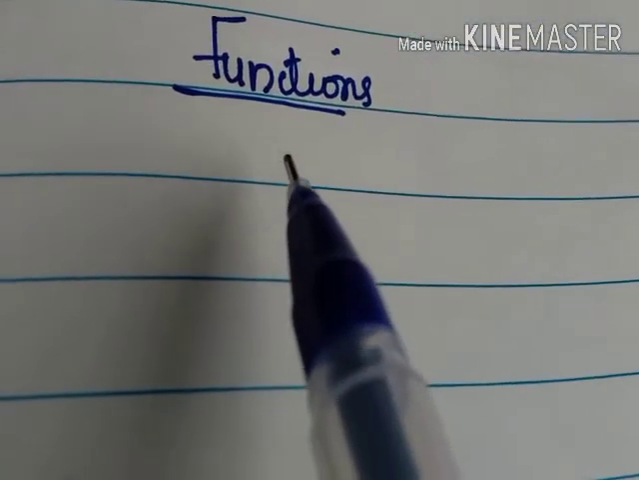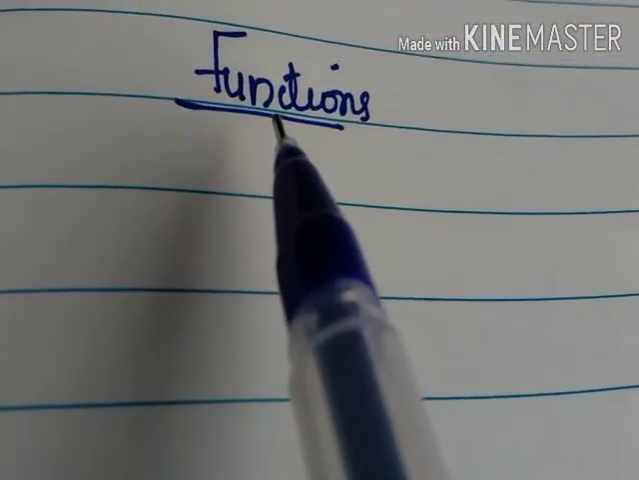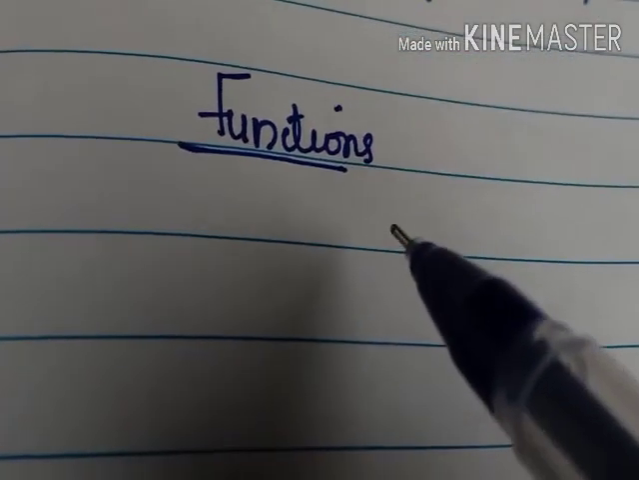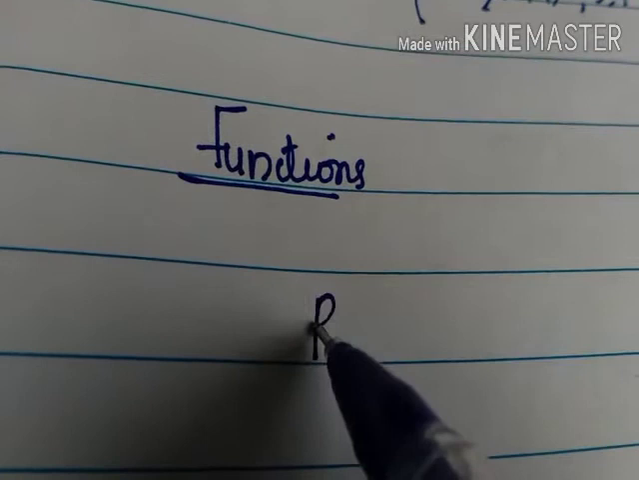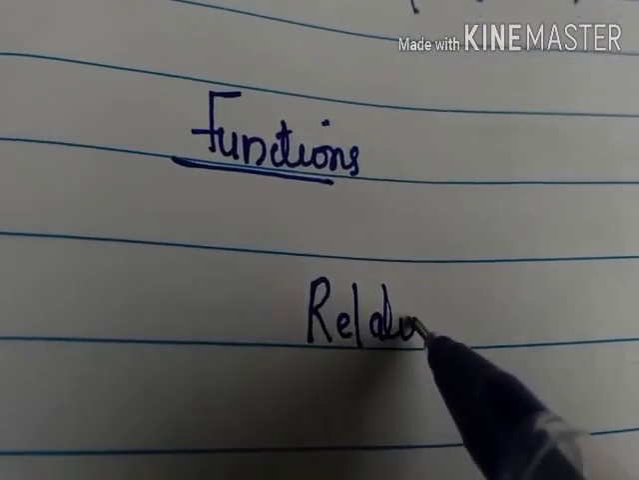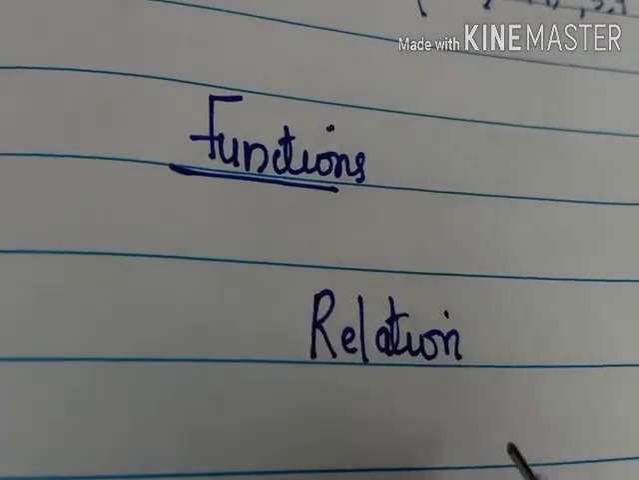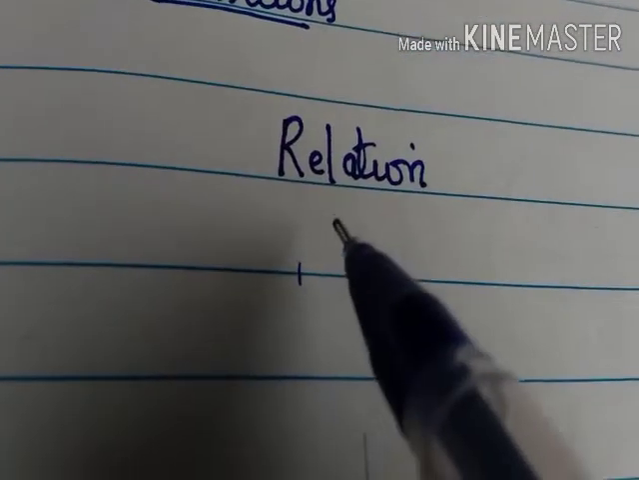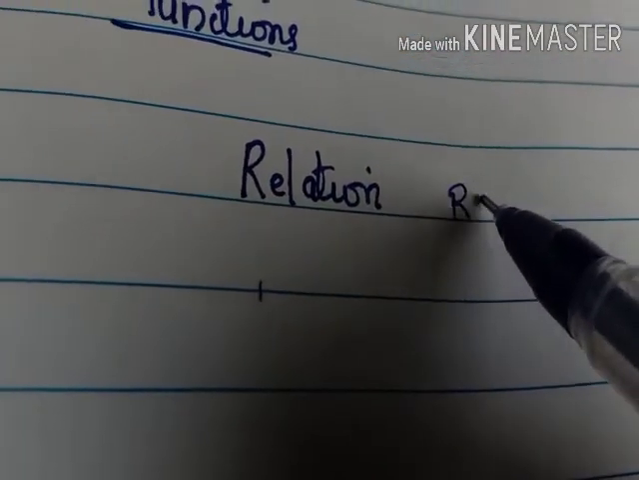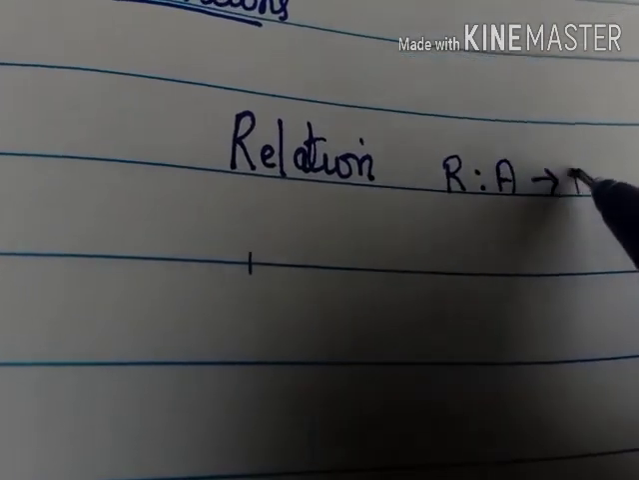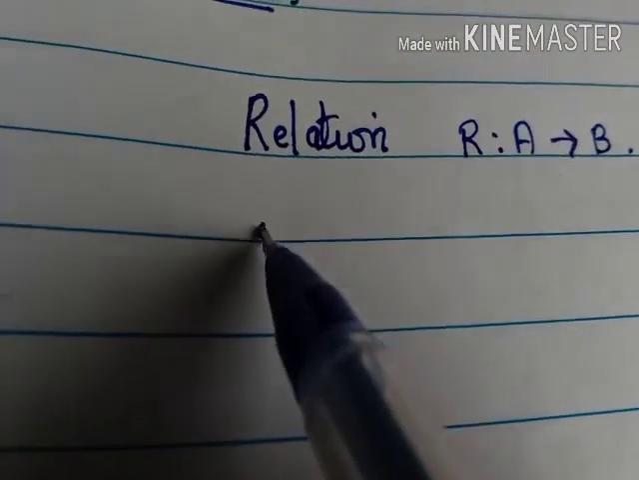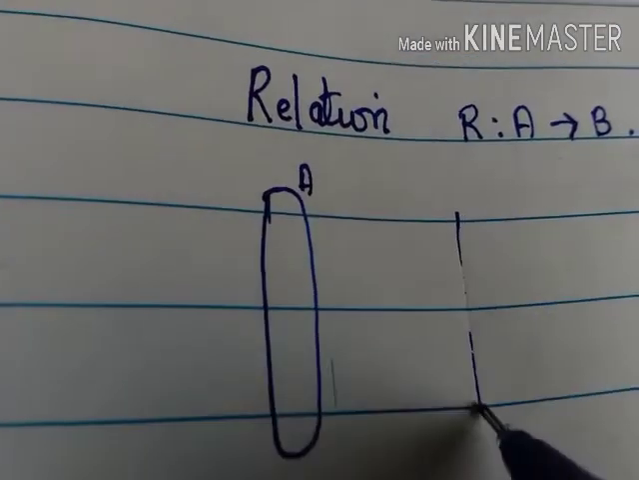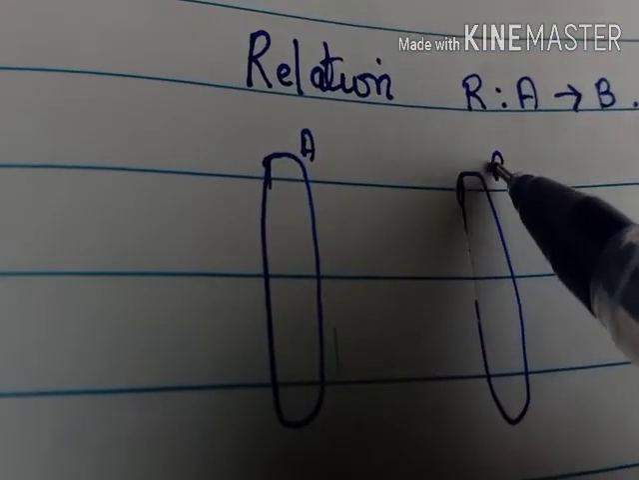Functions. In this section, we study a special type of relation called function. We learned relations. We know the definition of relation and how to write a relation set from a set to another set. So I am going to take a relation R from a set A to the set B using an arrow diagram.